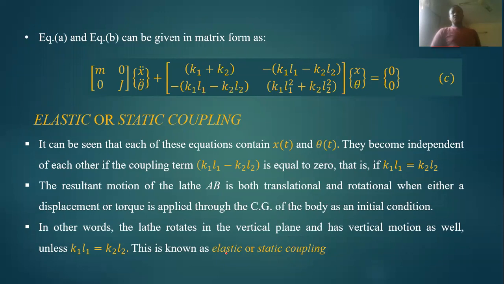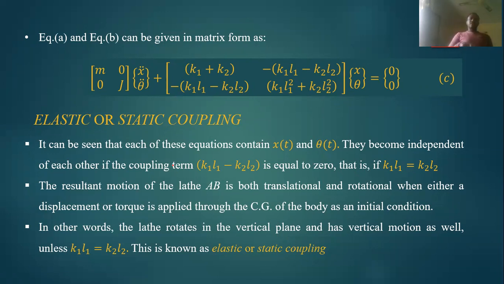Now the general form of the equations in matrix form will be given like this. Mass and the mass moment of inertia, which will be defined in terms of mass when we need it. So here we have x and theta coupling. This is the stiffness matrix: K1 plus K2, minus K1 L1 minus K2 L2, minus K1 L1 minus K2 L2, K1 L1 squared plus K2 L2 squared, multiplying x and theta, equal to 0.